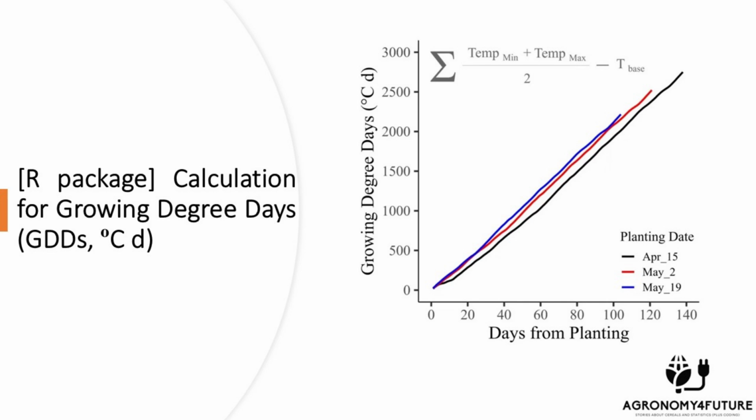To calculate growing degree days, the base temperature for each crop should first be identified. The base temperature is the temperature below which crop growth is minimal or stops. This temperature varies by crop. For example, the base temperature for wheat is 4 Celsius, while for corn, it's 10 Celsius.